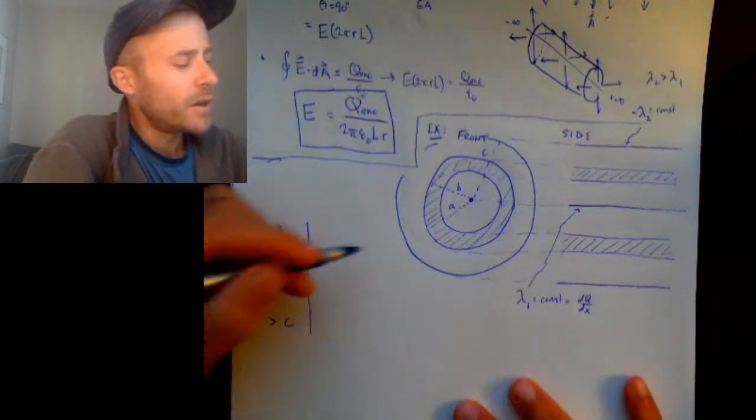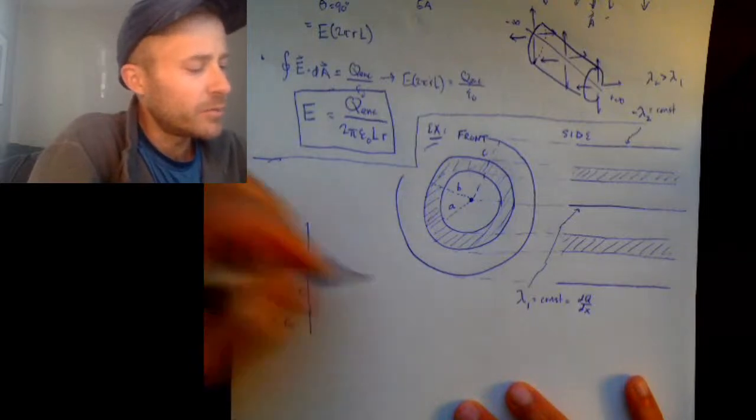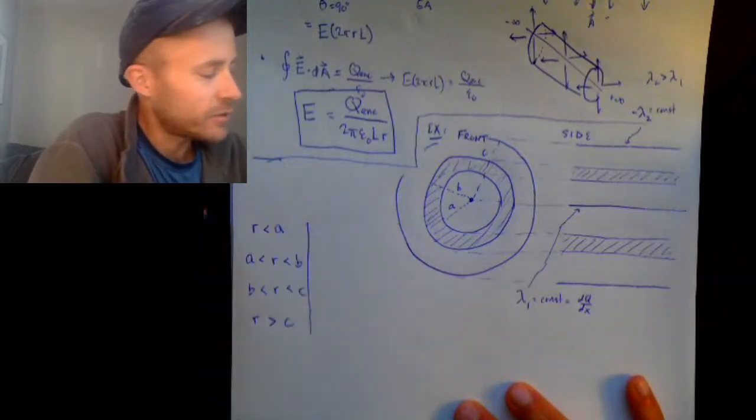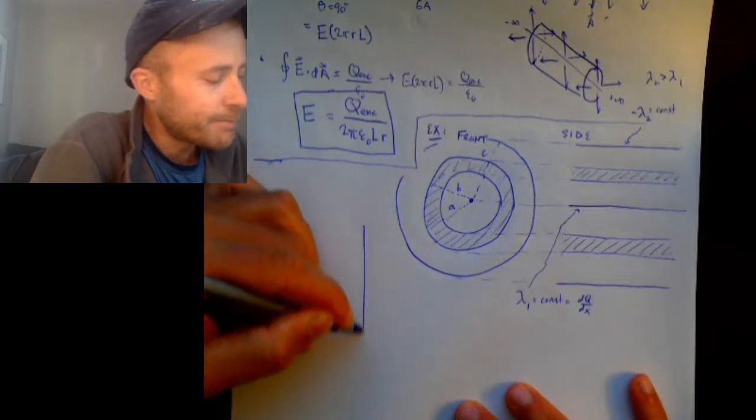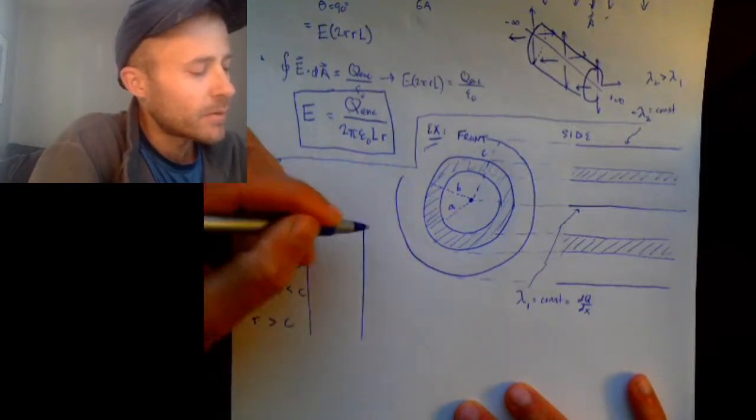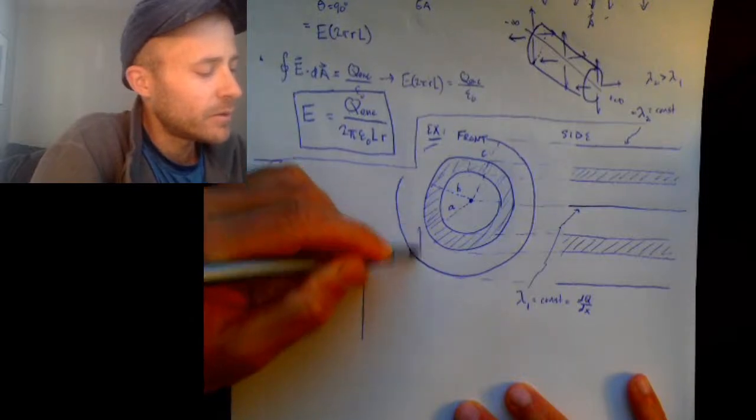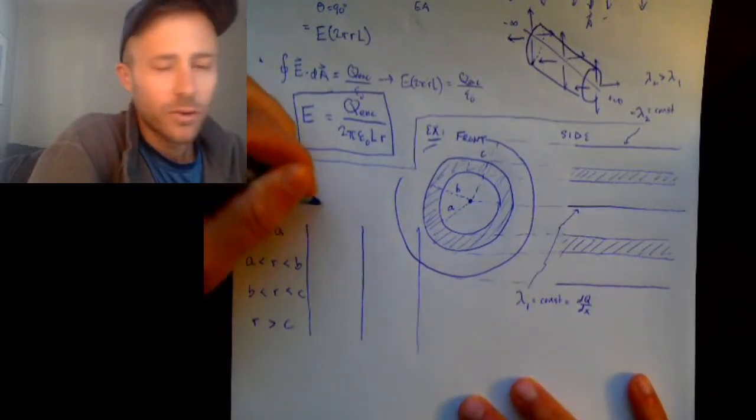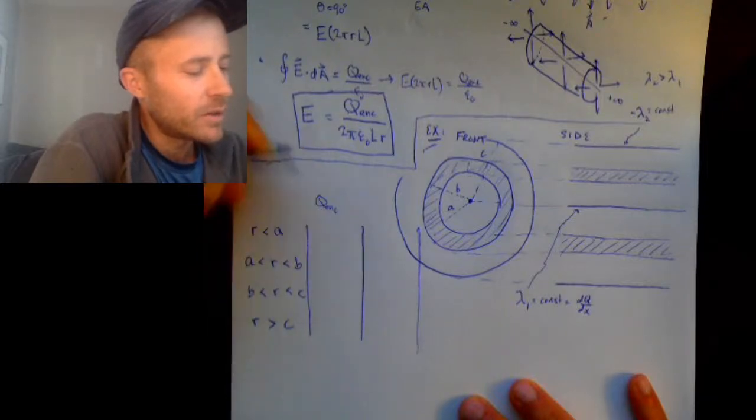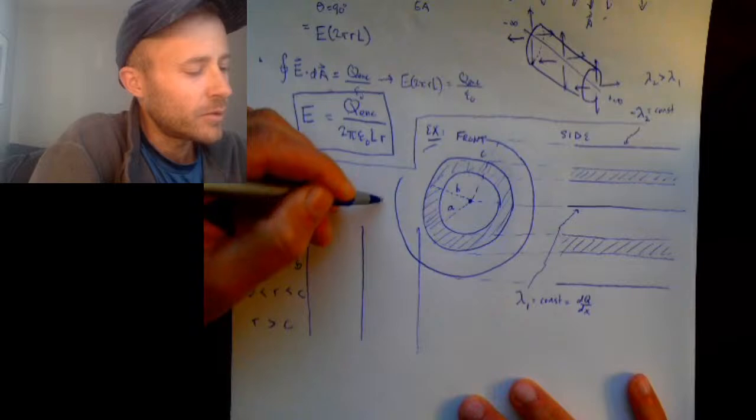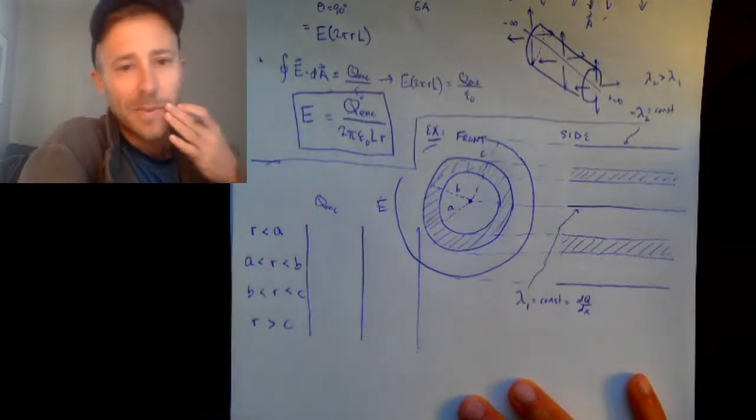Okay? And so one of the things I like to do when I'm doing these problems is it's kind of nice to just do a table. In the first column of the table, I put charge enclosed. And then in the other column of the table, I put the electric field.